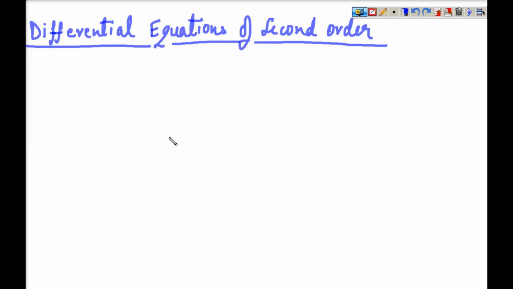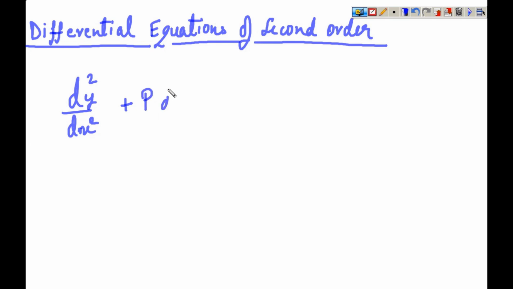So in the last video we were talking about linear differential equations. In this video I'm going to discuss differential equations of a second order, or differential equations that look something like this. We have d²y by dx². So we are differentiating 2 times, that's why we get the order of 2. Then we have p dy by dx plus qy equals 0.